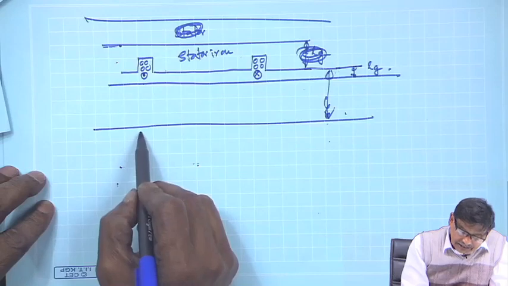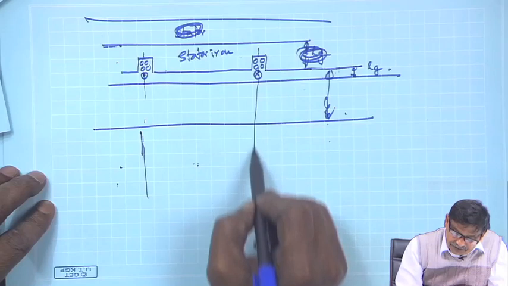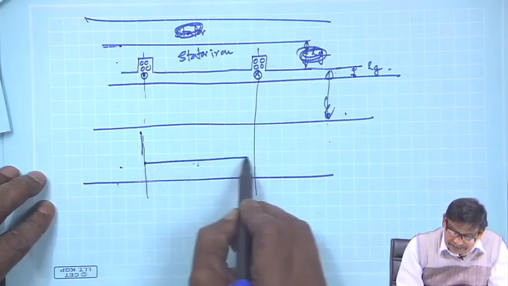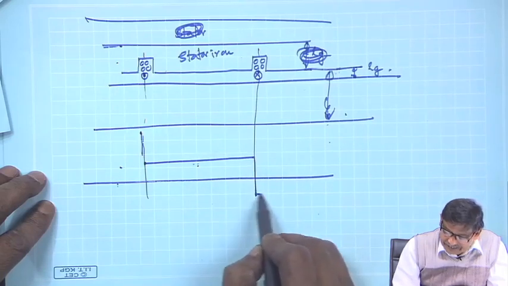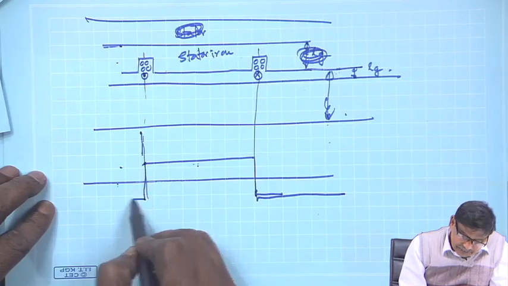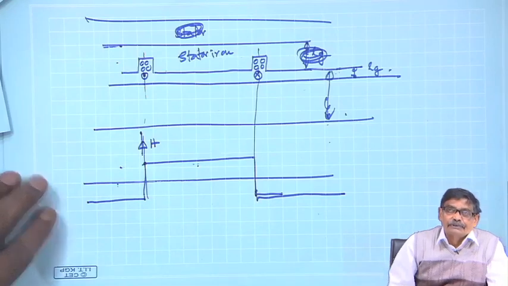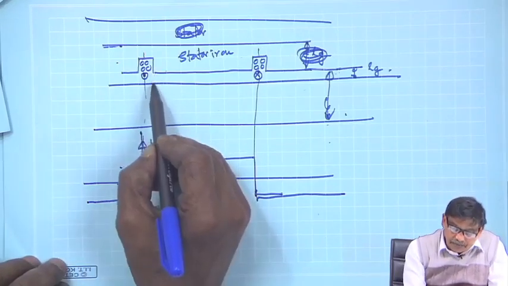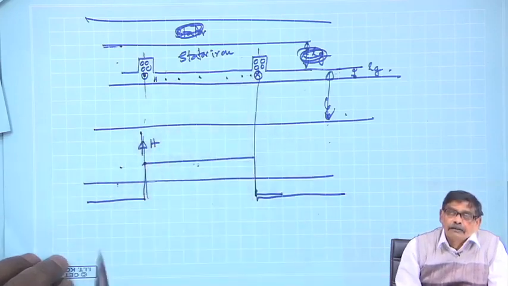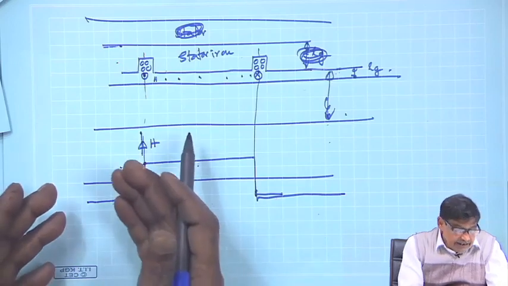Then what I am telling, for the MMF distribution, draw a line at the center of the slot and it will be like this, rectangular shaped, and it repeats. This is the H distribution. In the air gap, how much is the value of H at this point, at this point, at this point? And if you know H, what is the value of B? Just multiply that H with mu 0.